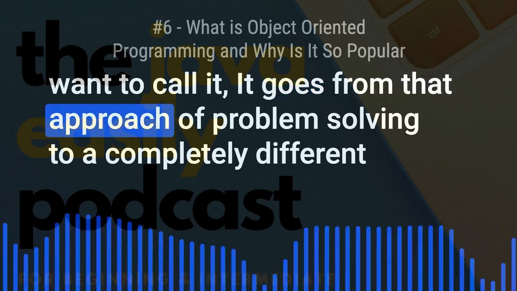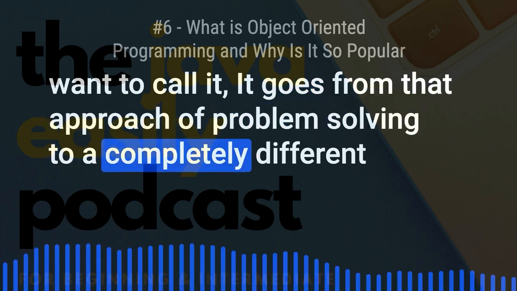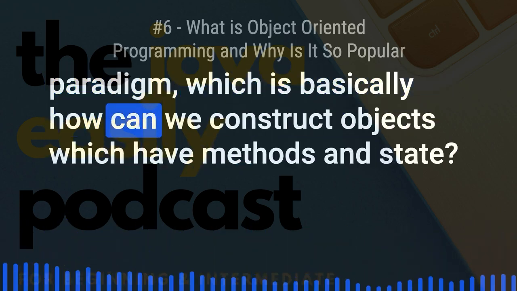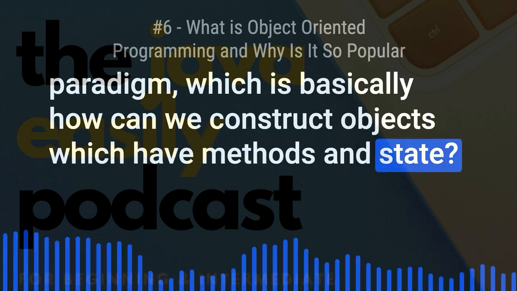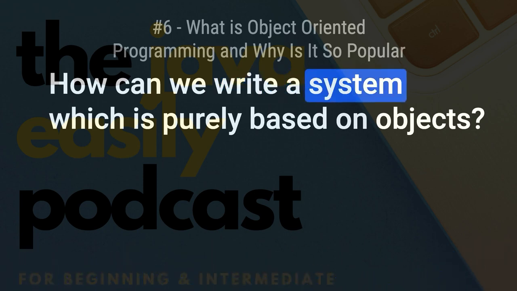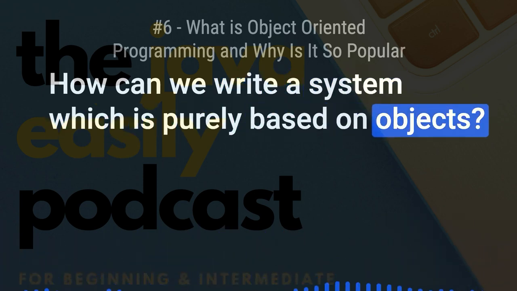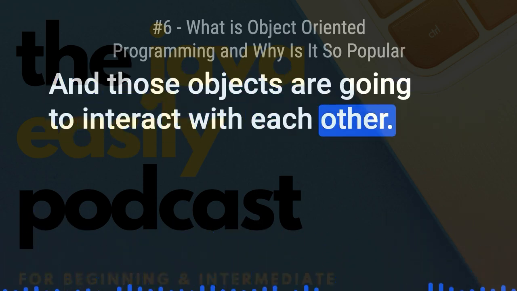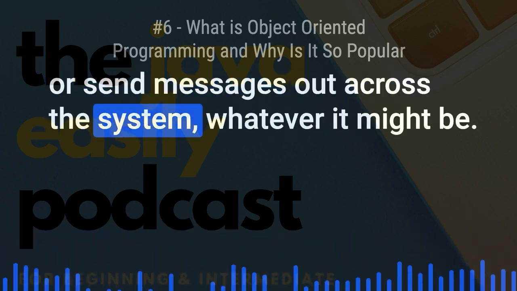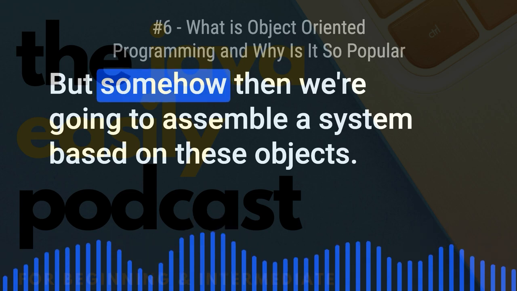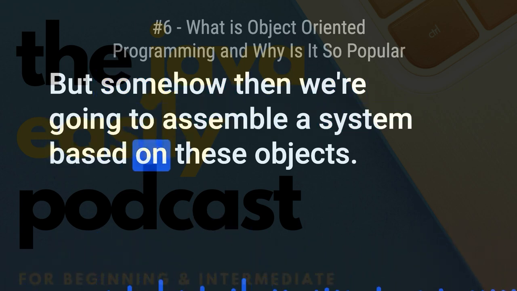to a completely different paradigm, which is basically how can we construct objects which have methods and state. How can we write a system which is purely based on objects? And those objects are going to interact with each other. In other words, they're going to invoke methods on each other or send messages out across the system, whatever it might be. But somehow then we're going to assemble a system based on these objects.